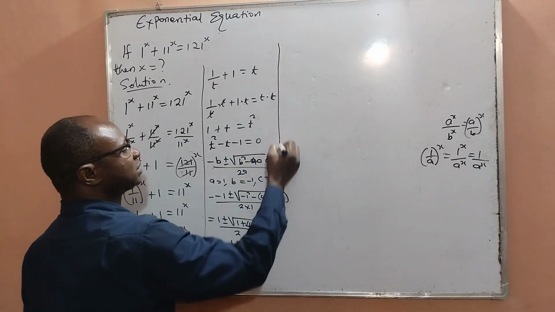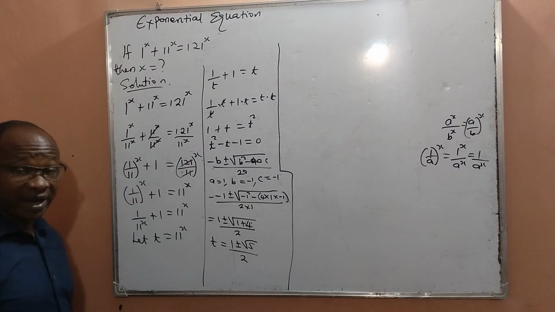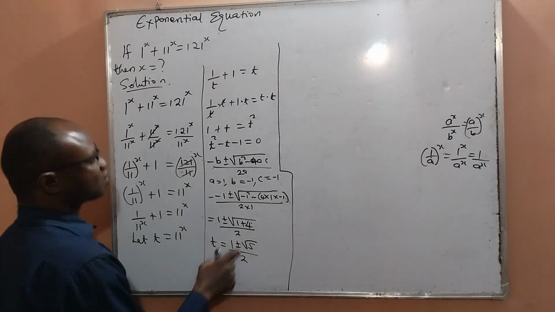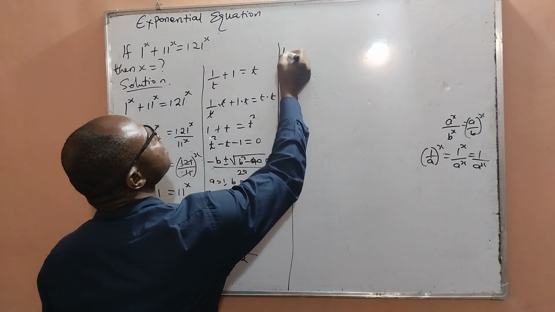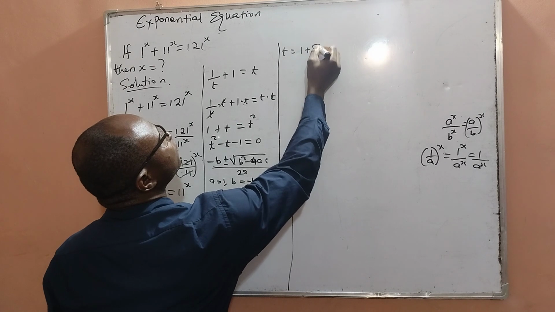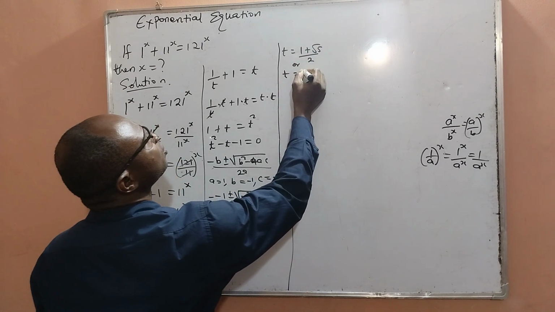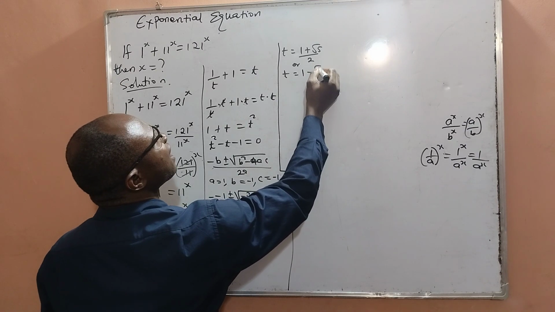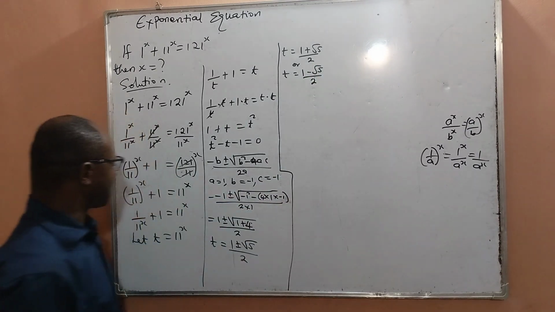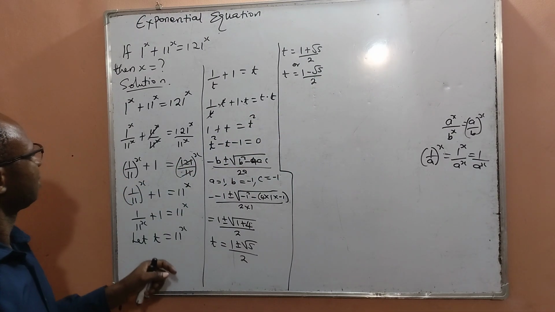But recall that t is given here to be equal to 11 to the power of x. I can split this to have the values of t as, the first one is 1 plus root 5 over 2. The second one is t equal to 1 minus root 5 over 2. Then, let's go by the second one first.